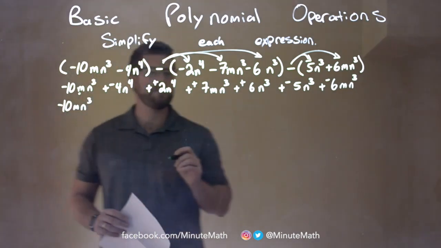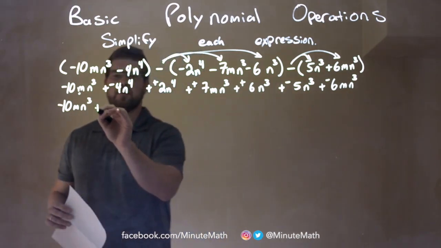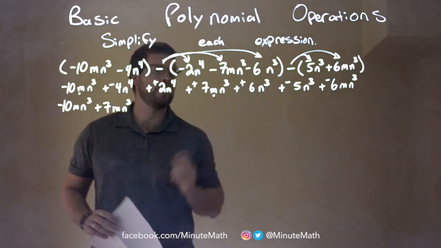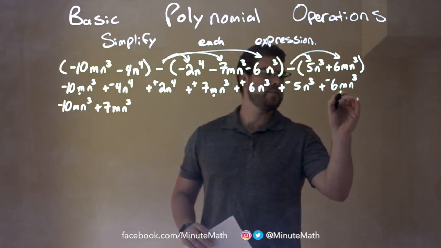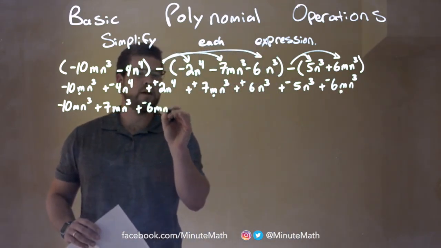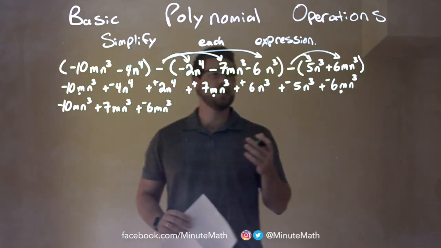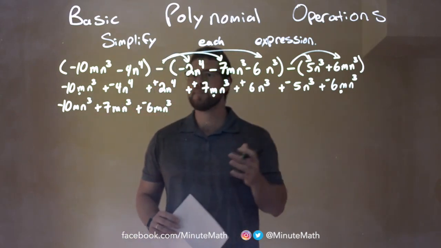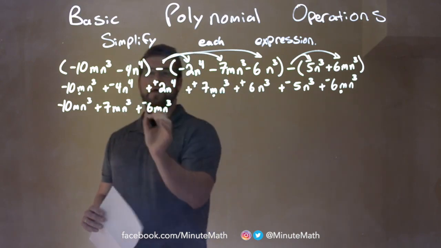Brought that one down. Next mn to the third power is this one, 7. So we have plus 7 mn to the third. Bring that one down. And the last mn to the third that I see is right here. We have plus and negative 6 mn to the third power. Then my next highest degree that I see, all right, there's no combinations of m and n's, they're just n's, right? So the next one I see is to the fourth power as the highest. So we're going to bring that down.